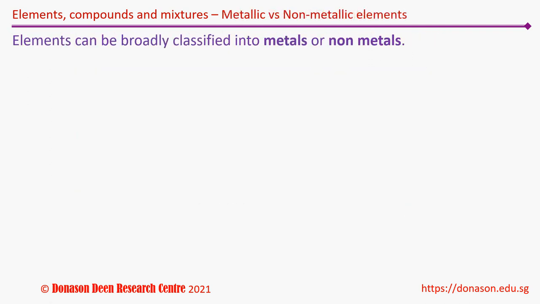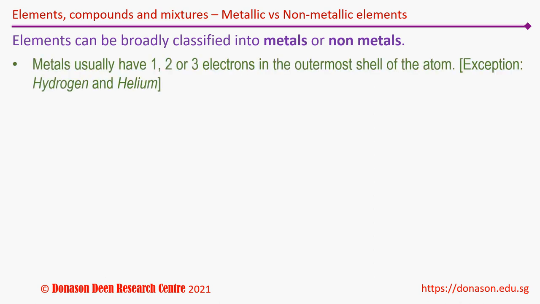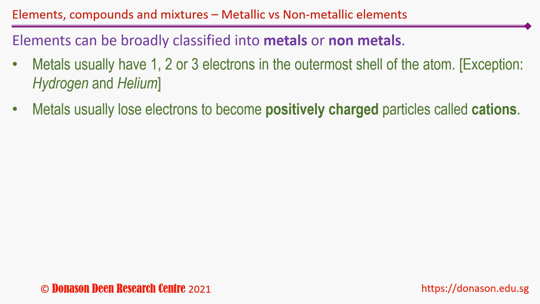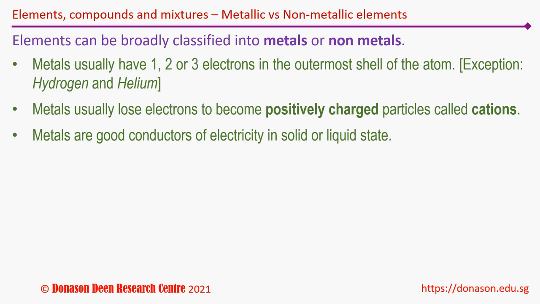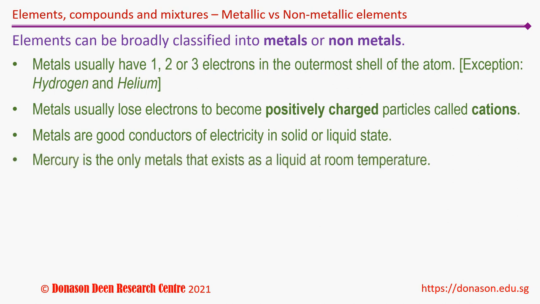As we saw earlier, elements can be broadly classified into metals or nonmetals. Metals usually have 1, 2, or 3 electrons in the outermost shell of the atom, with the exception of hydrogen and helium, which are actually nonmetals, but have 1 and 2 electrons in their valence shell. Metals usually lose electrons to become positively charged particles, which are called cations. Metals are also good conductors of electricity in solid or liquid state. This is because they have electrons that are free to move about to conduct the electricity. Mostly metals are in solid state with the exception of mercury, which is the only metal that exists in liquid state at room temperature.